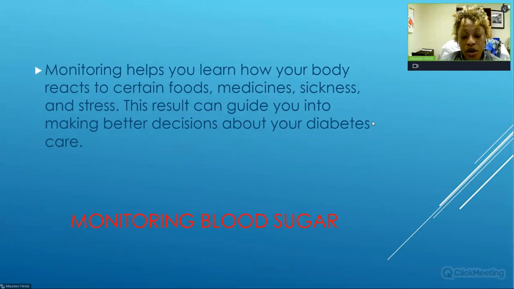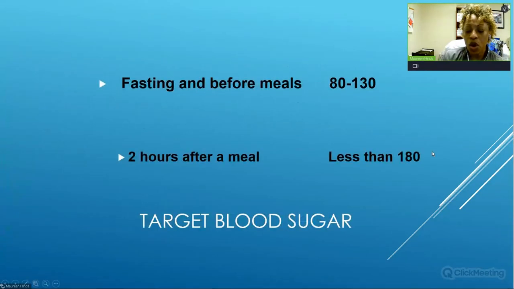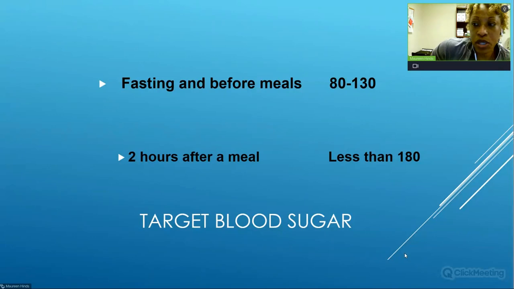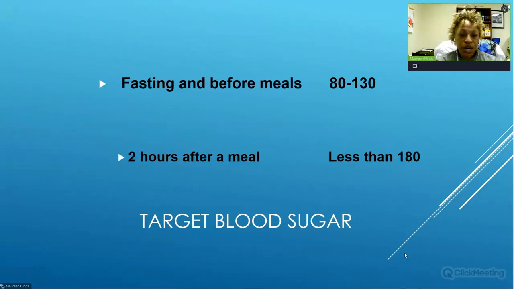So just monitoring on a regular basis helps you to stay in control as to knowing how your body reacts to different things such as foods, medication, stress, and illness. So, when we're talking about target goals, these are the goals that are set by the American Diabetes Association. And for fasting or before a meal, so before breakfast, before lunch, before dinner, you're aiming for blood sugars between 80 and 130. Is it always going to be there? No, but that's where you want to be most days.